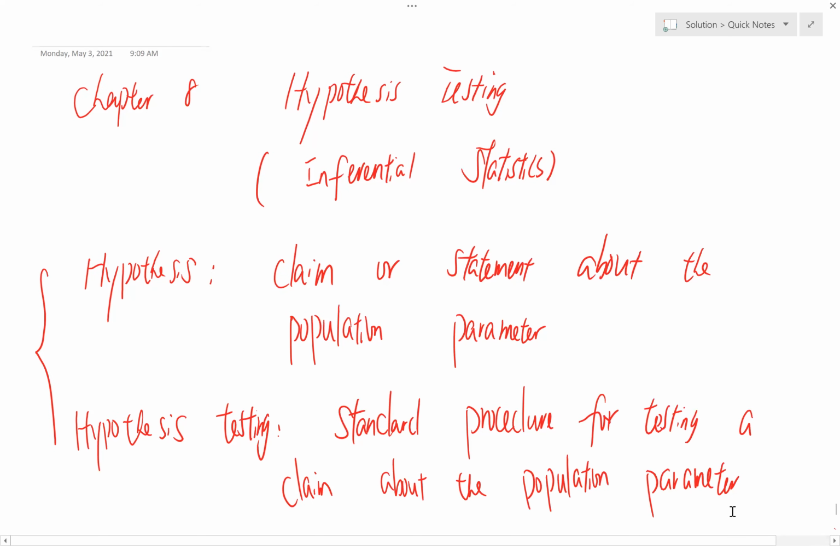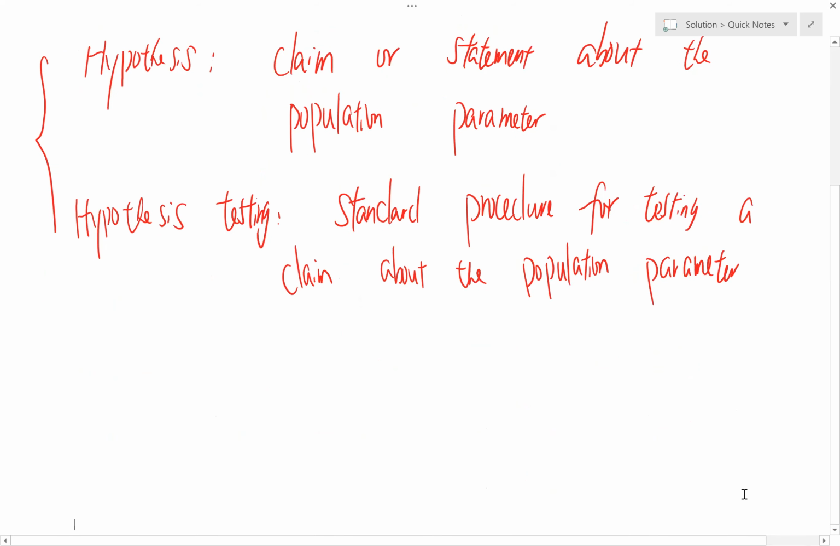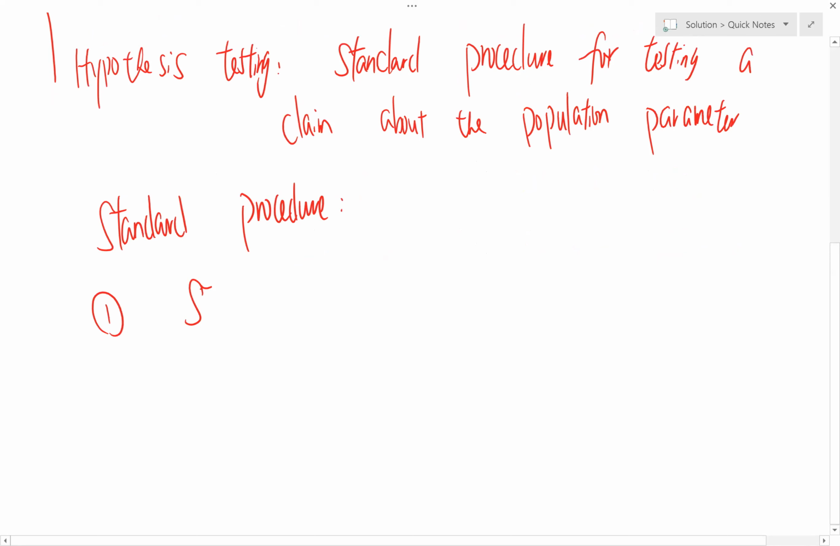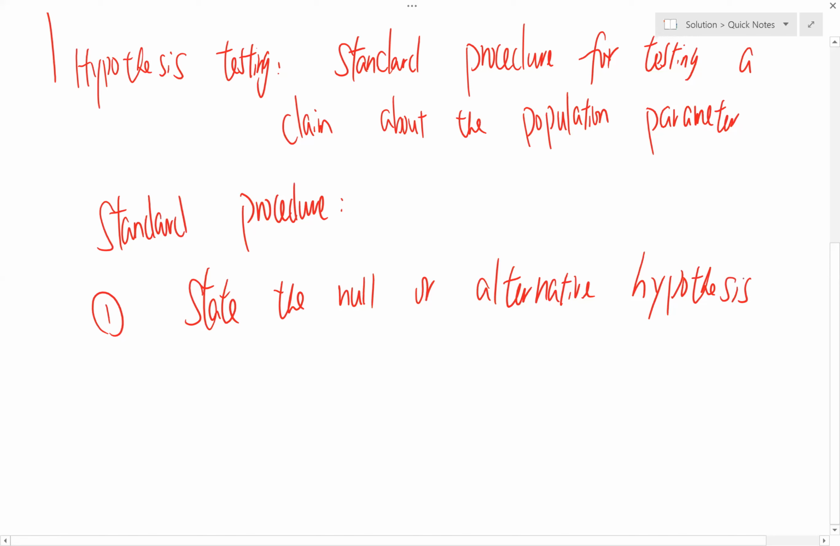And next, let's talk about the procedure of conducting a hypothesis test. We have a 4-step standard procedure. Step 1, we state the null and alternative hypotheses. So we have 2 hypotheses. One of them is called the null hypothesis. The other one is called the alternative. For the null hypothesis, we use H0 to represent it.